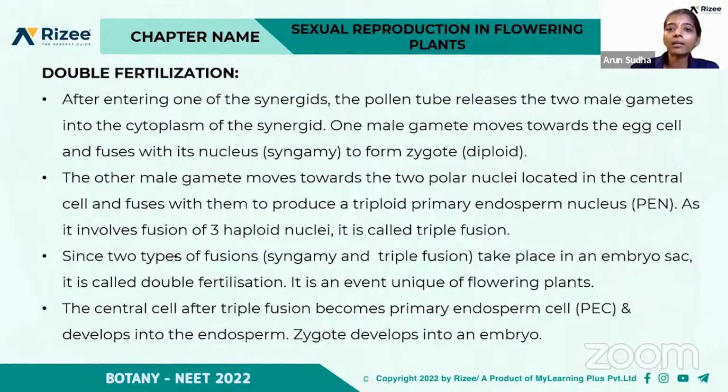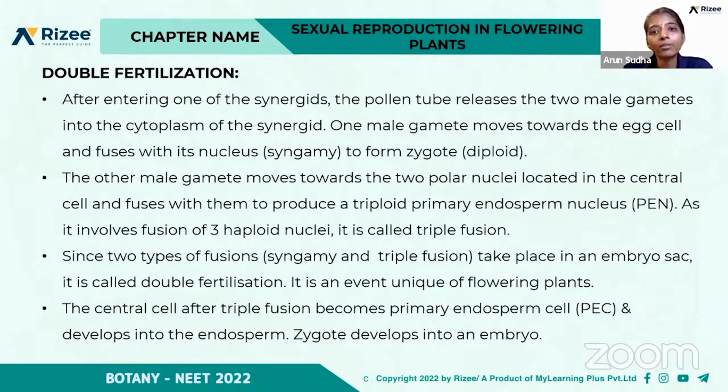So be clear with how the pollen-pistil interaction happens and how it selects the correct type of pollen. That is, the pistil can recognize the correct type of pollen, right? After it selects the correct type of pollen, there occurs the formation of the pollen tube, right? And it reaches the ovule.